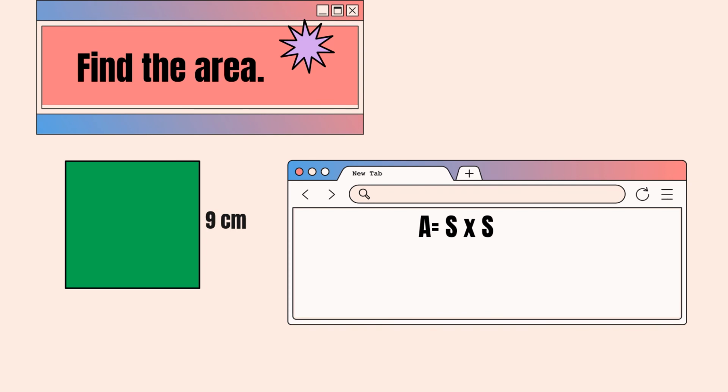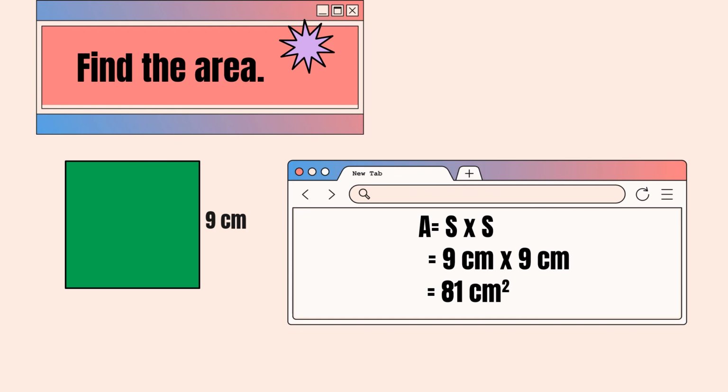One side here is equal to 9 centimeters. What do you think is the measurement of the other side? Very good, that is also 9 centimeters, because when we are talking of a square, all sides are equal. So this will be 9 centimeters times 9 centimeters. If you multiply 9 and 9, the answer is 81 square centimeters. Remember, guys, that you're going to express the unit of measure in square units every time you're solving for the area.